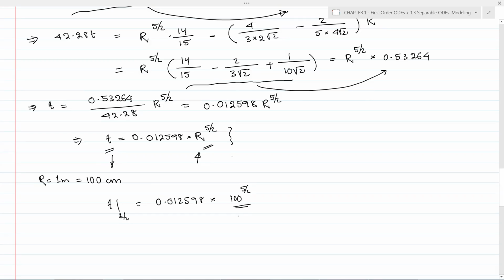This 100 to the power 5 by 2 is equal to 10 to the power 5. So, this can be written as 1259.8 seconds. We can divide this by 60 and we will get the value in minutes, which is equal to 20.99 minutes or approximately 21 minutes. So, for the water to reach half of the height of the hemispherical tank, the time taken is 21 minutes for a tank of radius r equal to 1 meter.